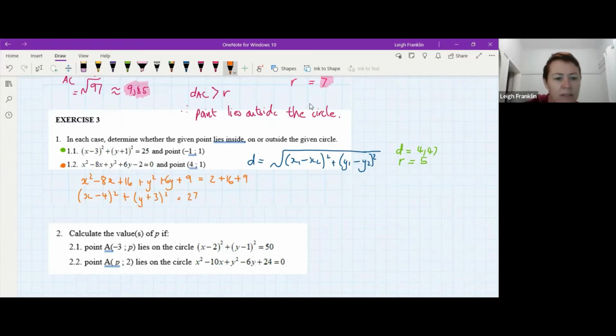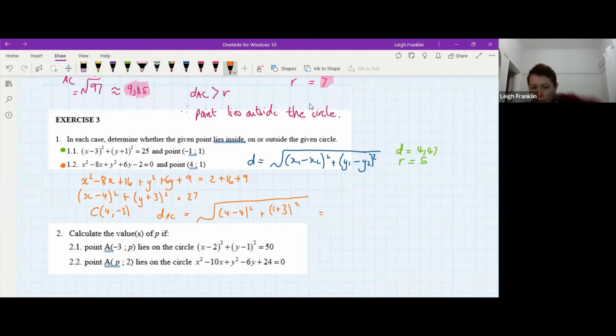So that means that the coordinates of the center are 4 and negative 3. So the distance from the point to C is going to be the square root of (4 minus 4) squared plus (1 plus 3) squared, which gives us, well, that would be 0, and that would be 4. 4 squared would be 16. So this would be equal to 8.